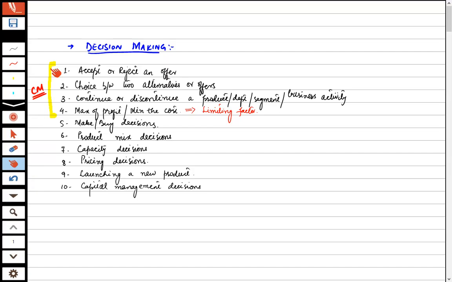Make or buy decision is taken on the basis of cost. Obviously, we will see the cost of production and the cost of purchases.